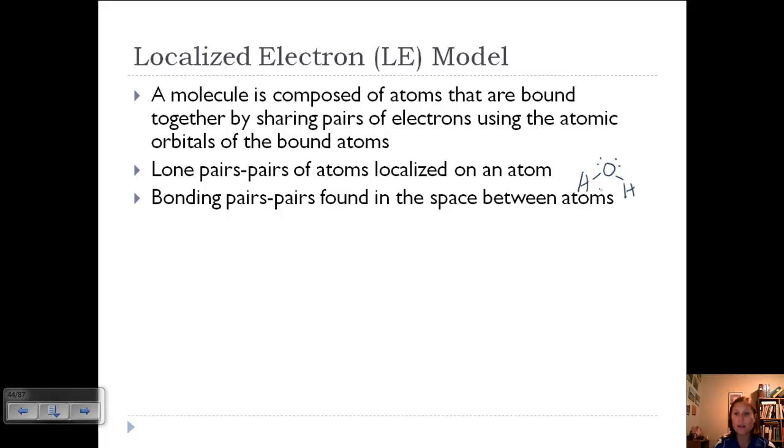Bonding pairs are pairs that are found in space between the atoms. So we drew a line here to represent a single bond, but this would be a bonded pair, and this would be a bonded pair, and they are shared between the oxygen and the hydrogen.